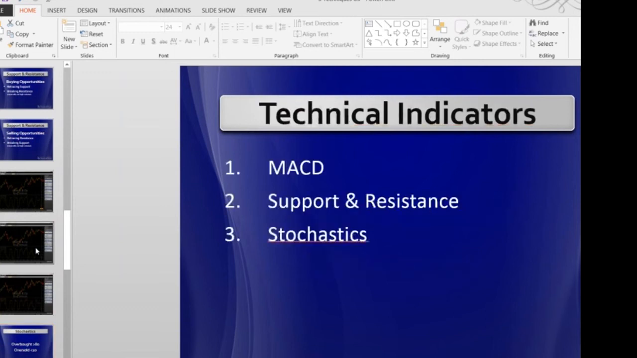So we've gone over 3 indicators: MACD, support and resistance, and stochastics. Any quick questions on those?